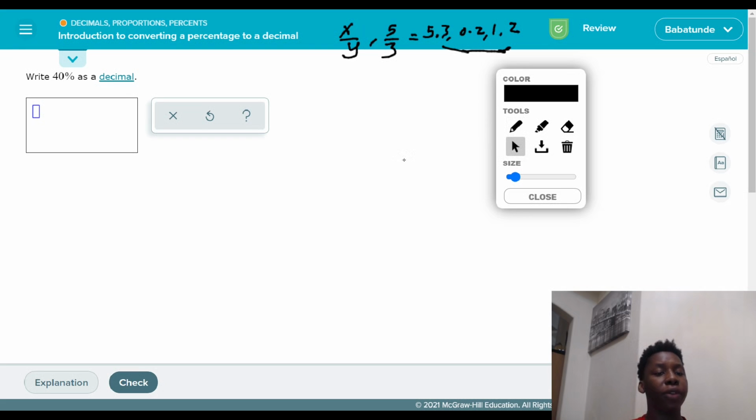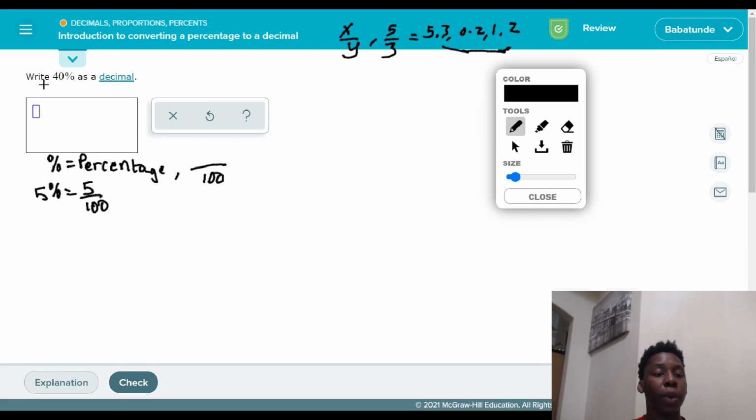This question says write 40% as a decimal. Any number you find attached to a percentage sign, this sign here, means divided by 100. So if you see 5%, that means 5 over 100, right? So you're dividing 5 by 100.